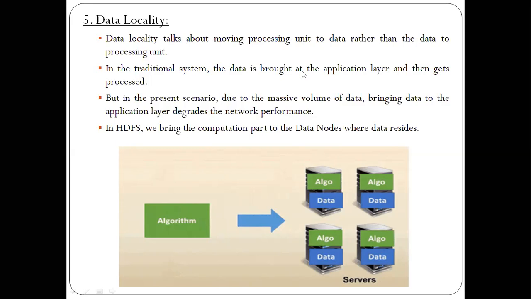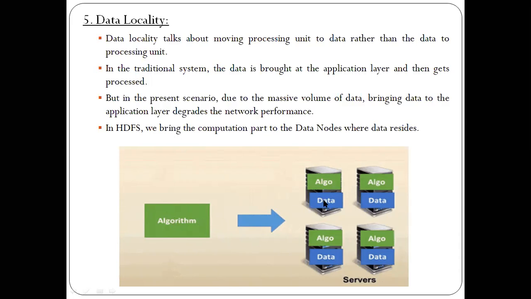In the traditional system, data is brought to the application layer and then gets processed. But in the present scenario, due to the massive volume of data, bringing data to the application layer degrades the network performance. So in HDFS, we bring the computation part to the data node where the data resides. You can observe here, assume that these are the different data nodes. This is the algorithm I want to apply on the file. This algorithm itself is sent to the different data nodes.